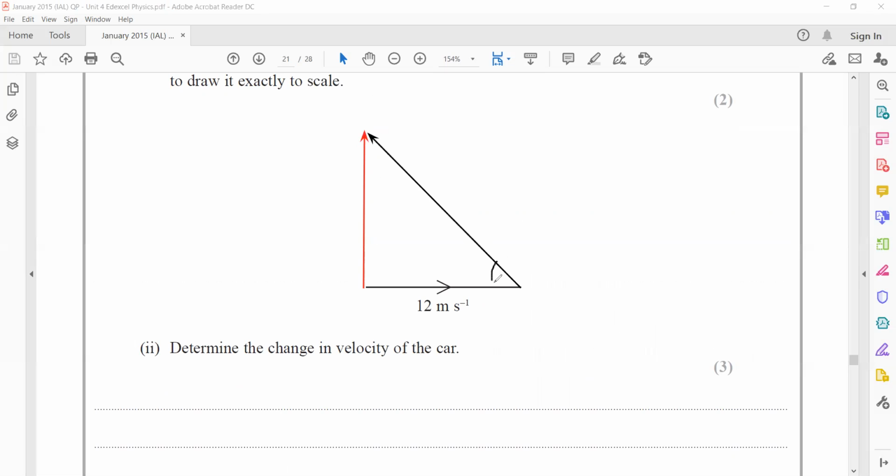So the term direction means this angle. You can mention 30 degrees from 12 meter per second, or you can also use the compass here: north, south, east, and west. And you can measure the angle from west and mention 30 degrees from west or 40 degrees from west.